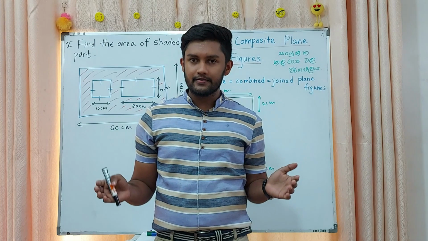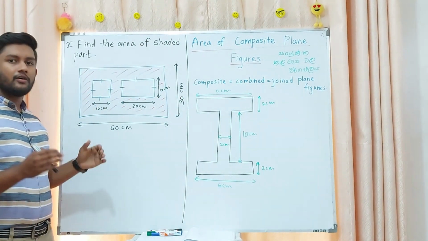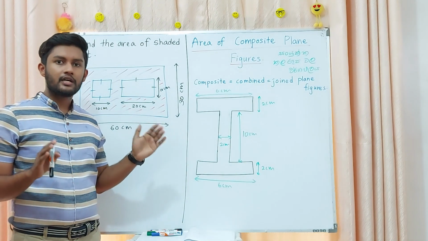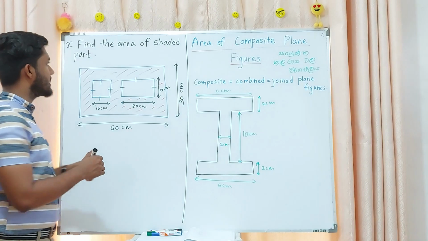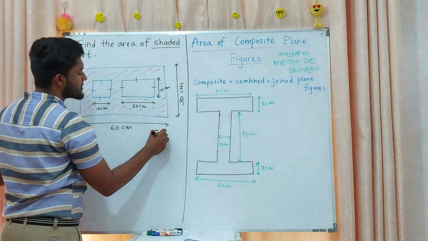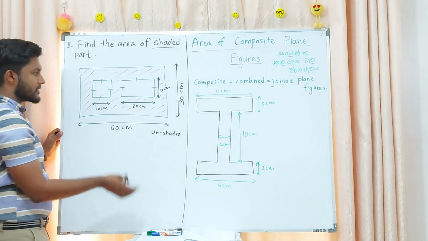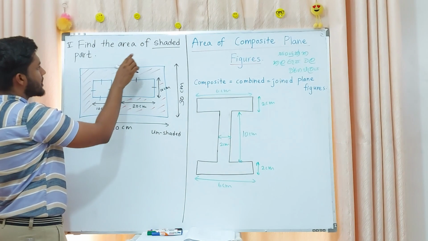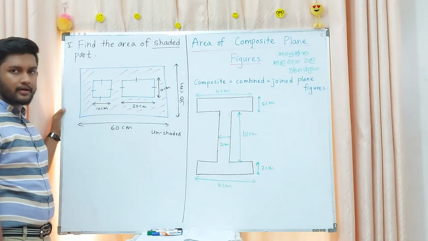When we move on to the fifth question, find the area of the shaded part. What is meant by shaded? Shaded means colored. Unshaded means no color. Here they are asking for the shaded part. If the unshaded part, the no color part, is given, then here we need to find the area of the shaded, colored part.